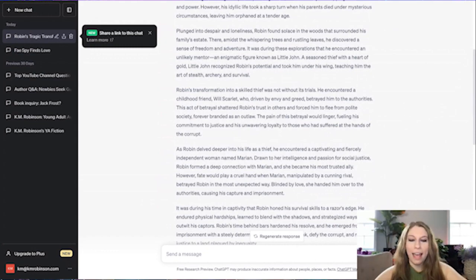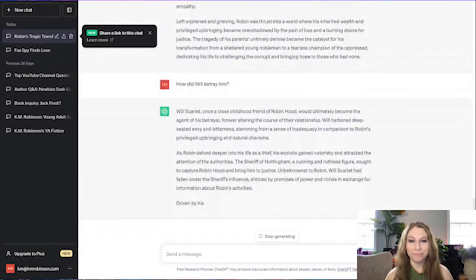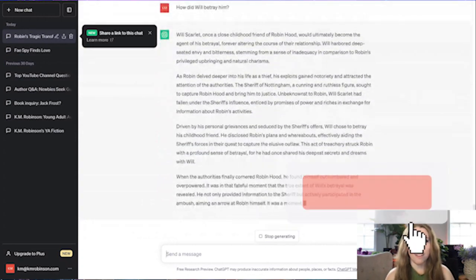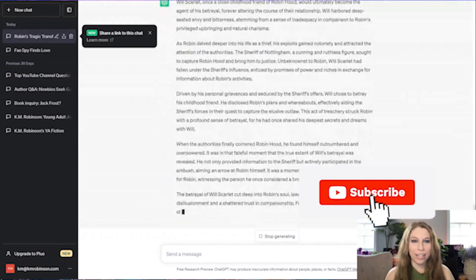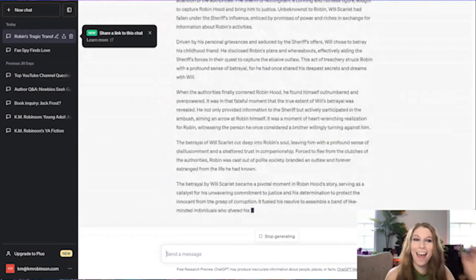Let's keep going. Let's learn more. How did Will betray him? Let's find out. Let's see what we have to say. So now we go back down because it is typing down here, and we're going to see what's going on. Will Scarlet, once a close childhood friend of Robin, would ultimately become the agent of his betrayal, forever altering the course of their relationship. It's going very fast for me to read right now.